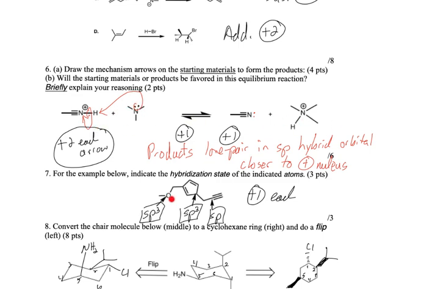Here, oxygen. Does it have any pi bonds? No. Does it have lone pairs? Yes. Is it one bond away from another p orbital? No, so it's sp3 hybridized. Does it have any pi bonds? No. Does it have any lone pairs? No. sp3 hybridized. Does it have any pi bonds? Yes, it has 2. sp hybridized. So make sure we understand those hybridization states.